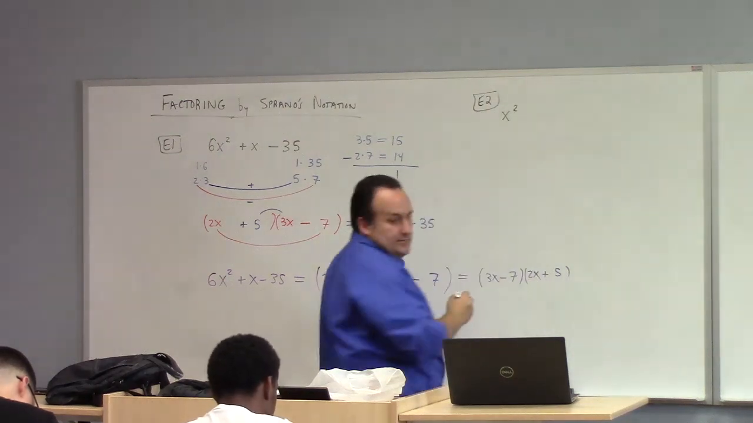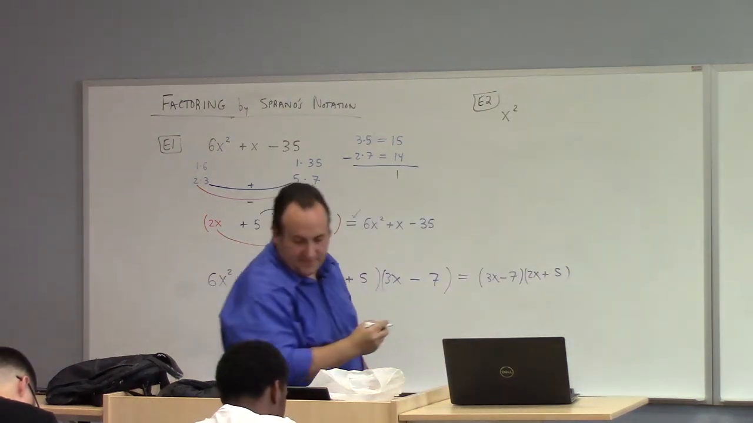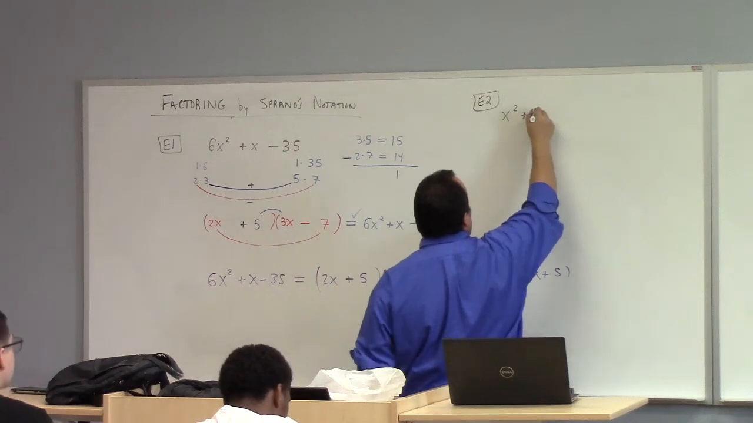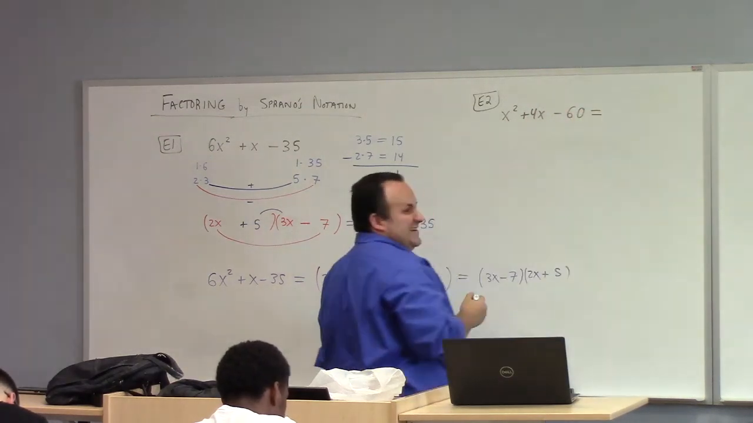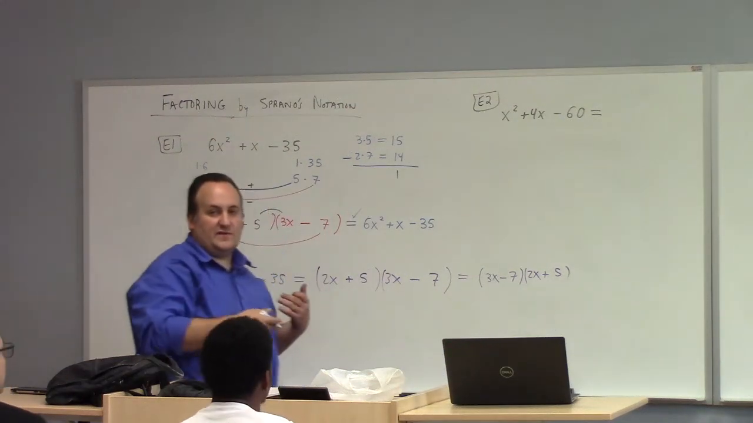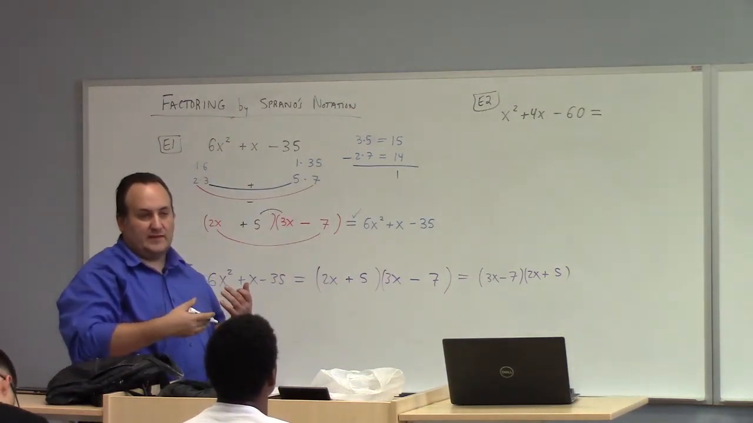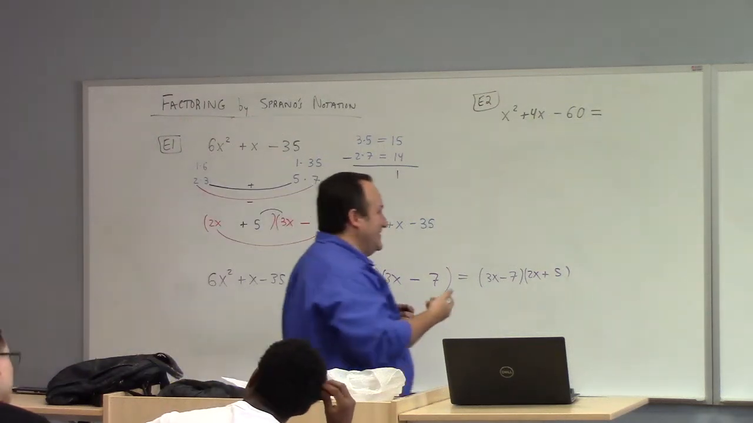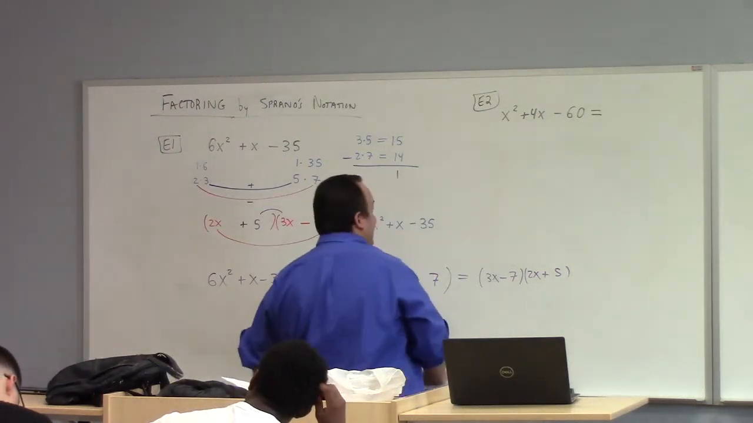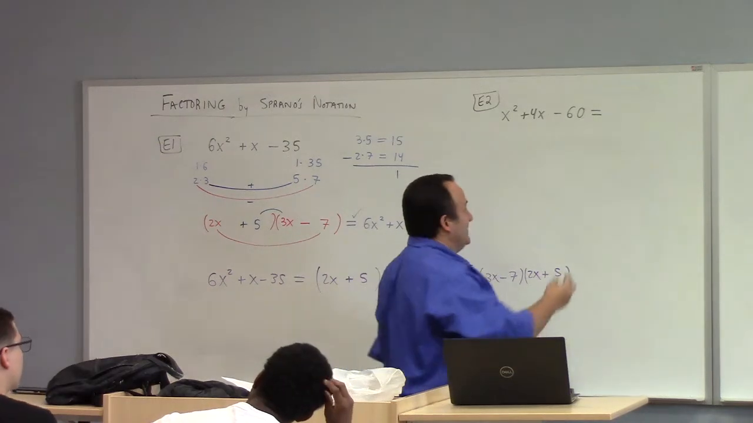Now, of course, we could also try less fancy examples, like something like x squared plus 4x minus 60. Now this one is easier because the leading coefficient's 1, right? But it's also harder, see, because 60 has a lot of factorizations, right?